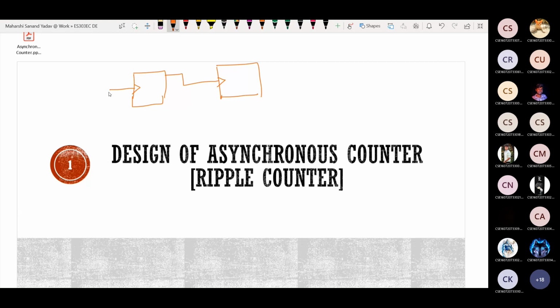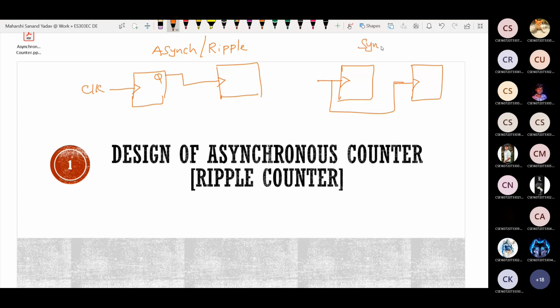So this is asynchronous. Why? Because I'm applying clock only to the first flip-flop, whereas the output of the first one is acting as a clock for the next one. That's the reason we are calling this an asynchronous counter, or else we can also call it a ripple counter. Whereas in synchronous, we are simultaneously applying clock to each and every flip-flop. So in terms of speed, synchronous will always be faster compared to ripple. Make a note of this point.